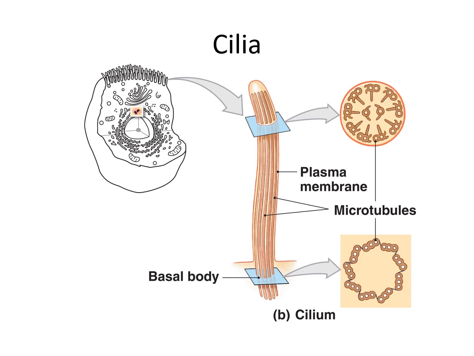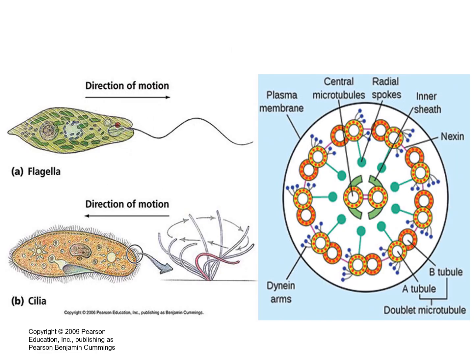Microtubule is the structure for cilia. They can move like a whip, so the cell can swim. It's also the structure for flagella. Very similar to cilia. They can move, they can swing, and make the cells move.